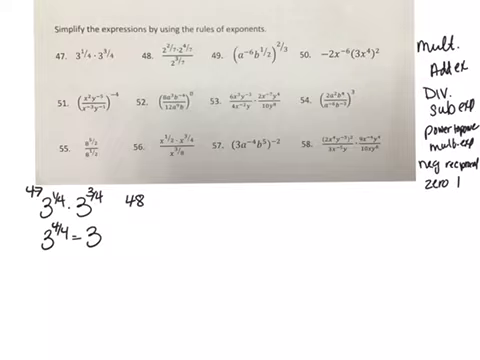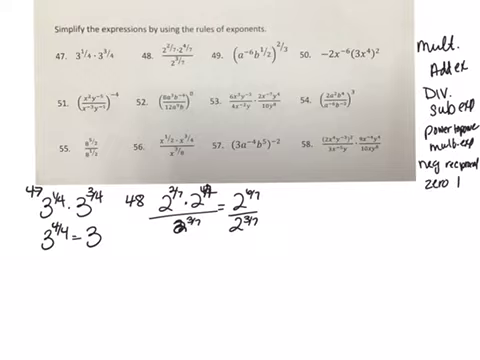Number 48, 2 to the 2/7 times 2 to the 4/7. We're going to add those exponents. We get 2 to the 6/7. And then on the denominator, we have 2 to the 3/7 power. So when we're dividing, we're going to subtract. That's 2 to the 3/7.